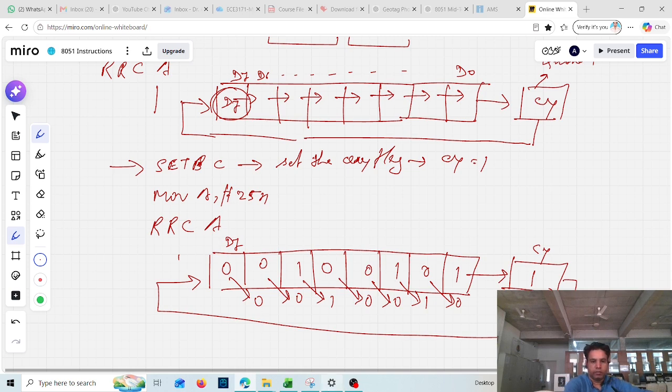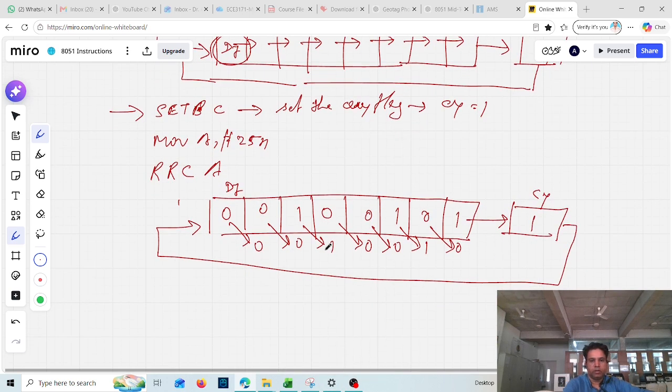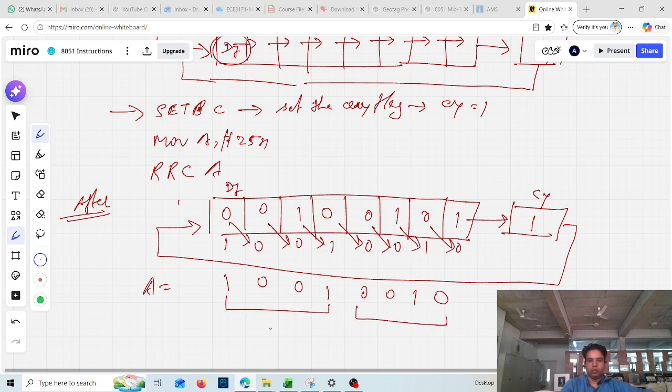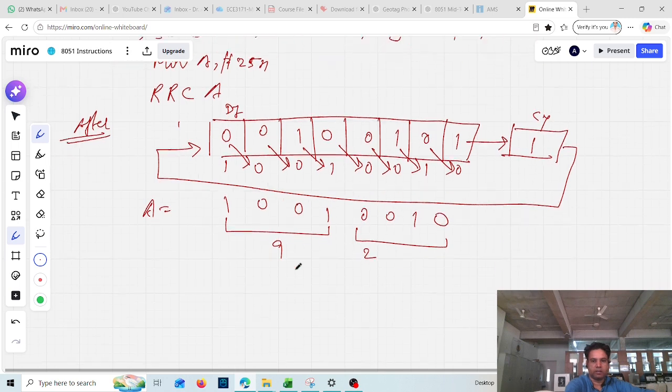So after executing this instruction, after RRC, this bit will become 1. So after executing, the value of A will be 1 0 0 1 0 0 1 0, and see this value is 9, this value is 2. This is the answer. Okay, this is how actually this RRC and RRA instruction works.